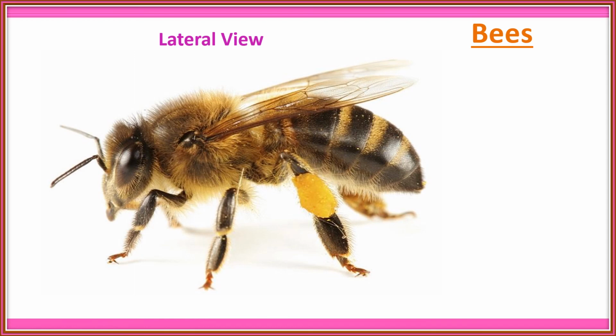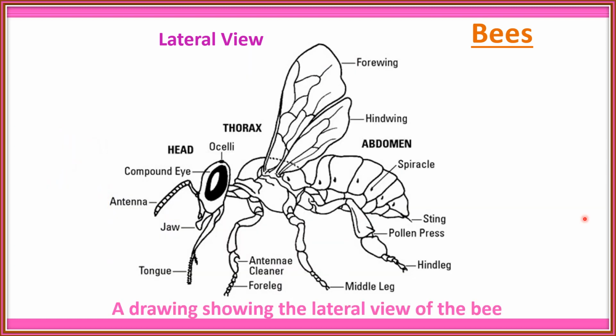The lateral view is when we are seeing it from the sides. That is the lateral view. When you look at the lateral view, you will see most of the parts. You have the head, which has the ocelli on top. It has the compound eyes. We can see the antennas, the jaws, and then the tongue. That is on the head, what you will see on the lateral view.